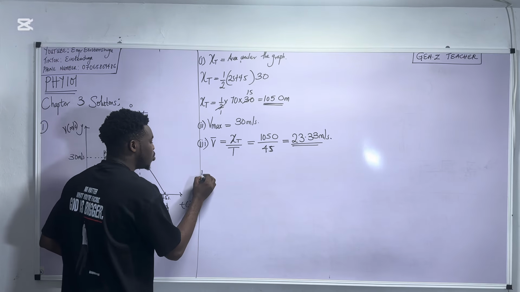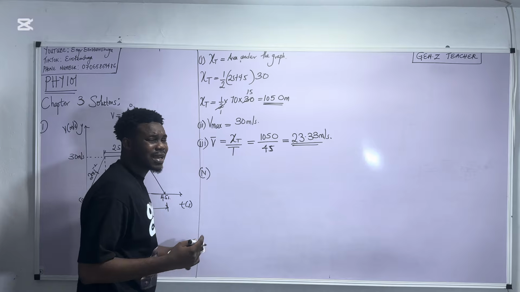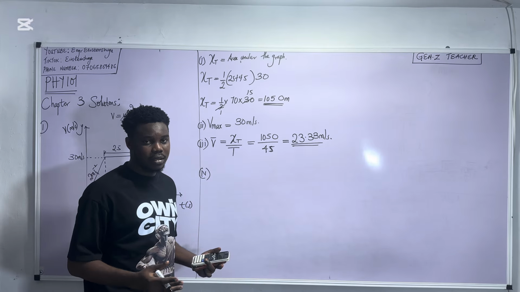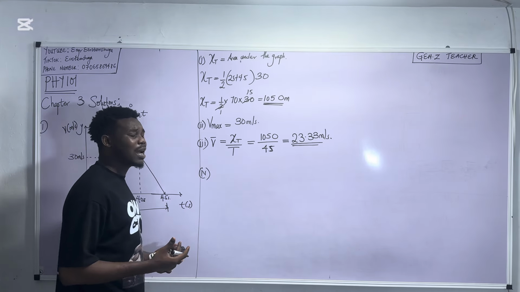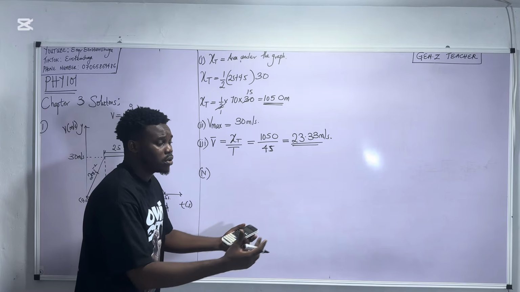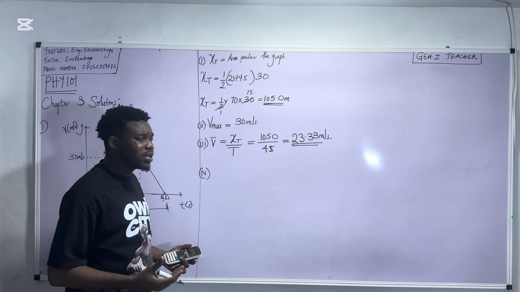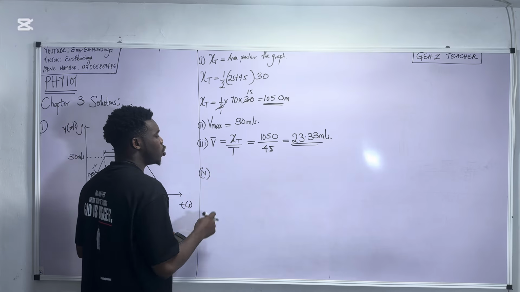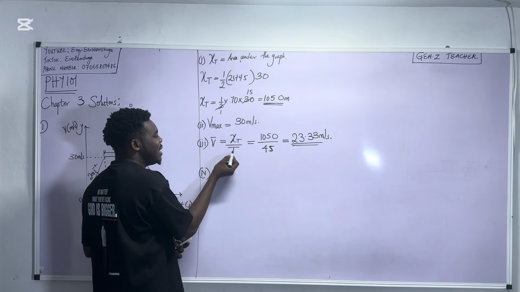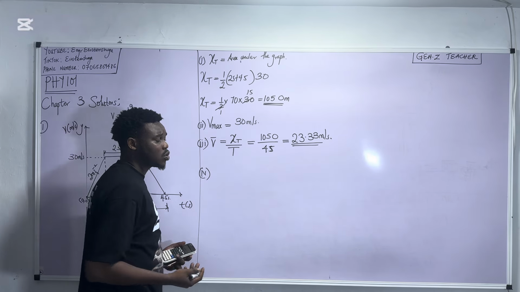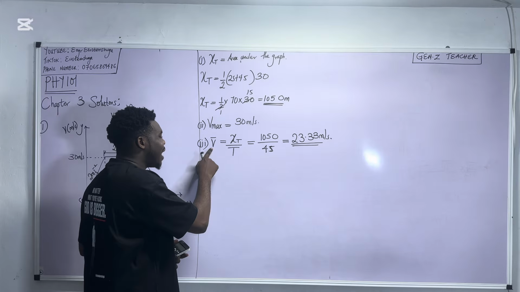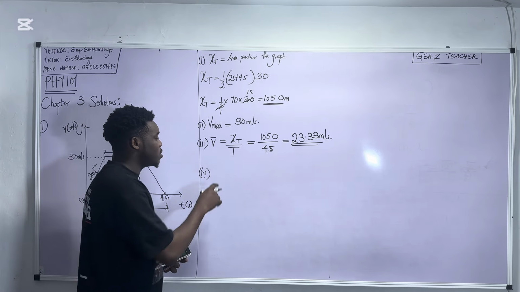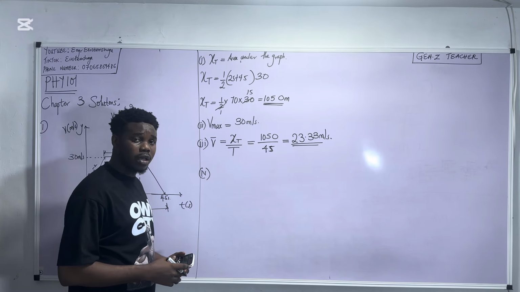Now, question number 4 said, calculate the time taken to cover 2/3 of the distance. Now, we are looking for the time taken to cover 2/3 of the distance. What is the distance? The distance is 1050. We're going to apply the formula in number 3 to solve this question, because the average speed is the same for the entire journey. We're going to use the average speed to get our equation.